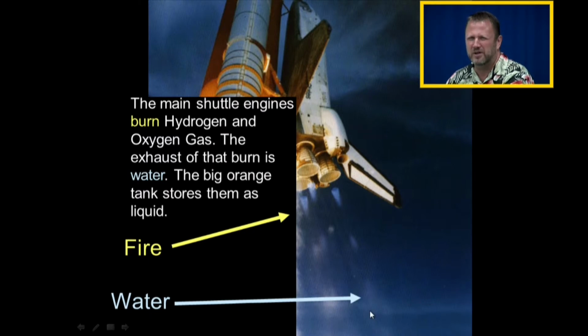Somebody's like, well, where's the carbon dioxide? Well, there's no carbon in the reaction. So when we mix hydrogen gas and oxygen gas and light them, the byproduct is water. Same thing goes on inside of your body, just much slower.